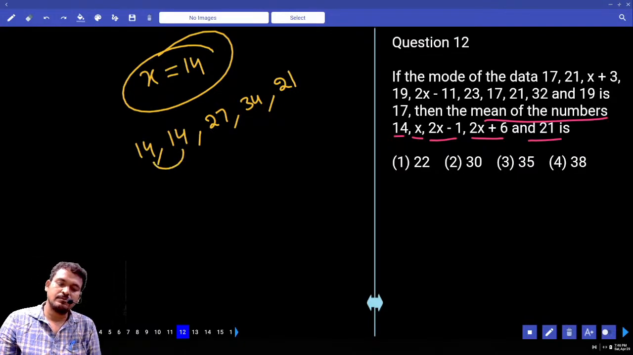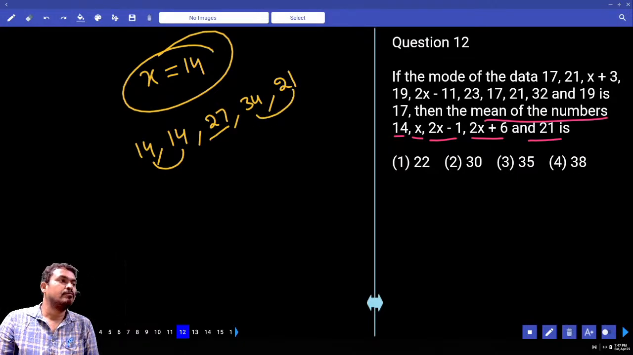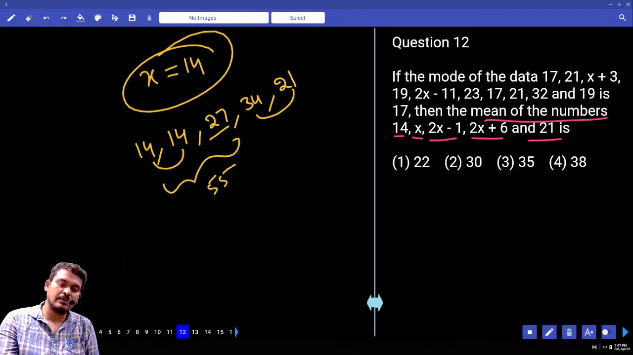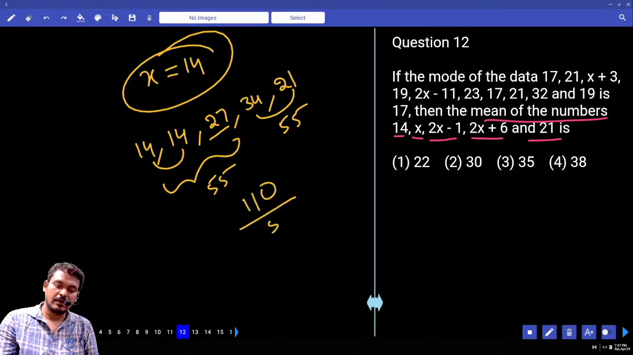14 plus 14, 28. 28 plus 27, 55. 34 plus 21, 55. First three values 55, last two values also 55. Total it is 110. Divide by 5. We are getting 22.